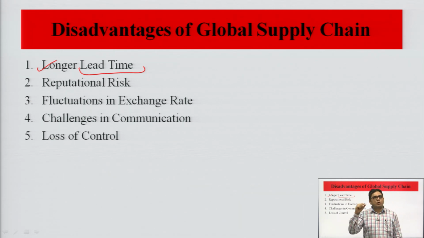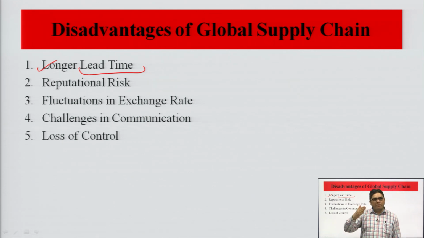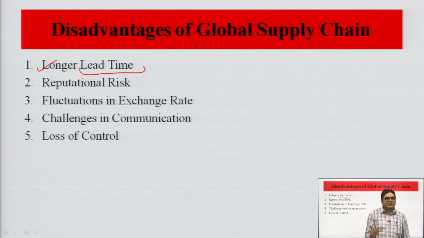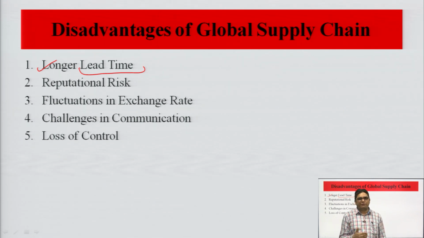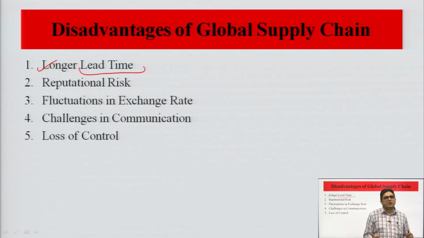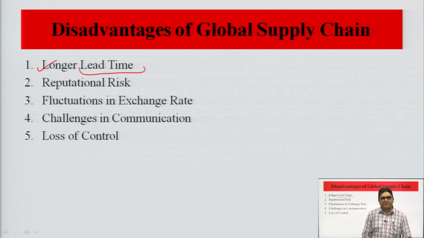So, in case of the global supply chain, if our products are moving from one country to another, or from one geography to another, then the time would be longer, and this longer time may not be suitable for the customer or even for the company, because generally customers do not prefer to wait for a longer span of time. So, the global supply chain has this disadvantage.